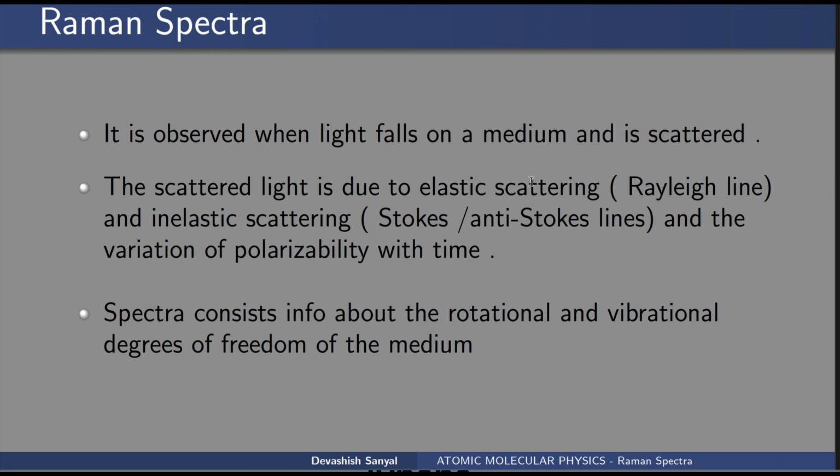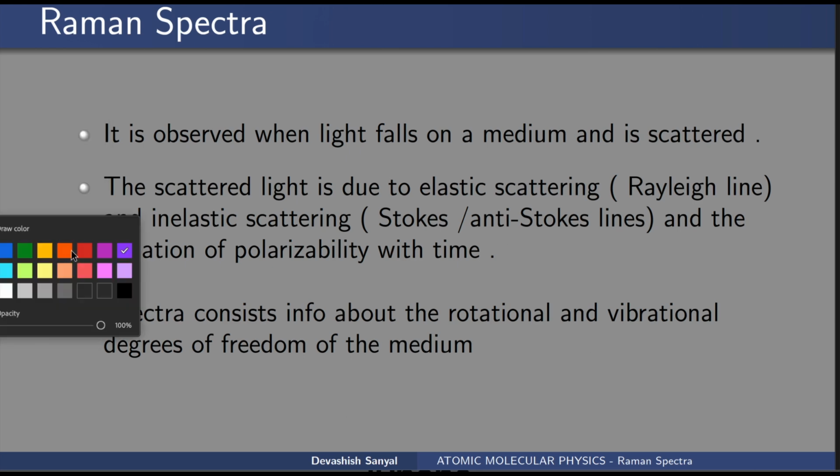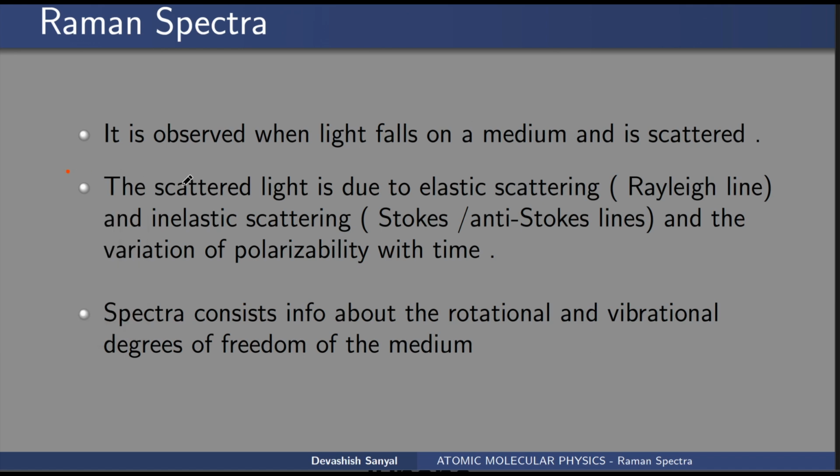So what is Raman spectra? Raman spectra is observed when light of a particular frequency falls on a medium and then we observe the scattered light. Scattered light can be because of 2 reasons. One is elastic scattering, where the frequency of the light does not change, and inelastic scattering, that is, the frequency of the light changes. So we have 2 kinds.